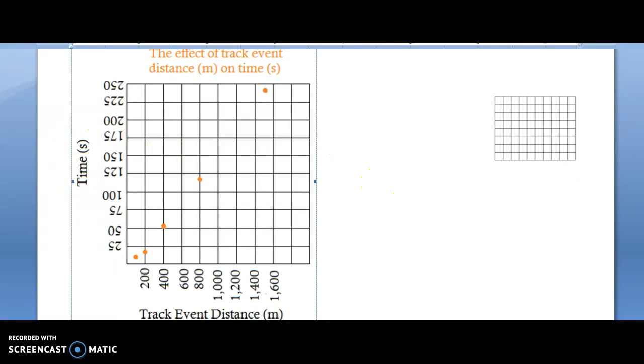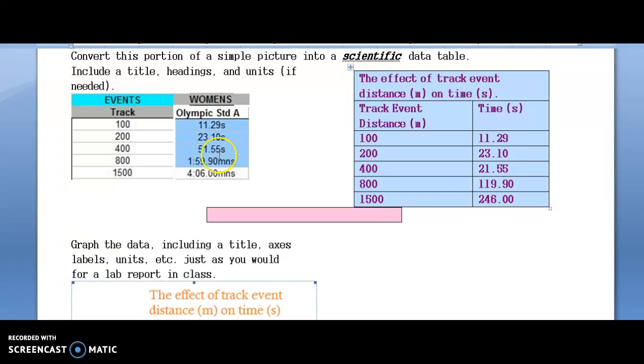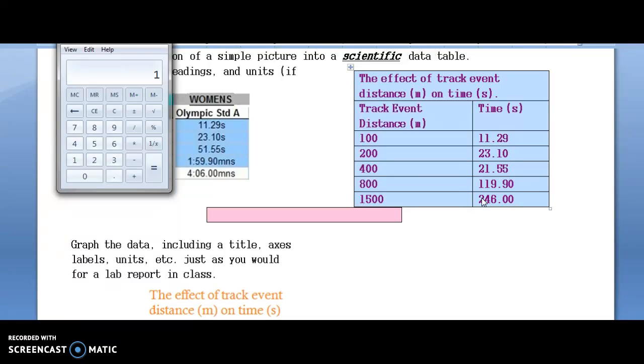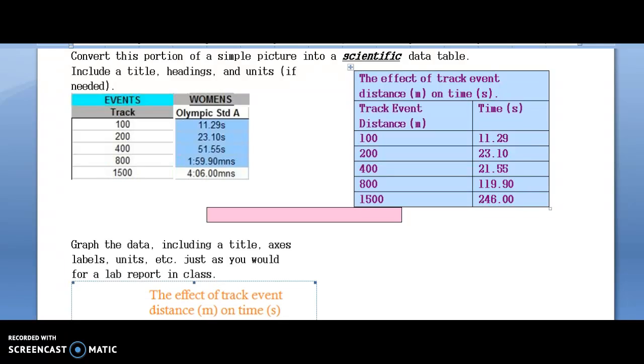If you look, one thing that is different between the image that you were given and the data that I presented here is I had to convert all of this to seconds. This means that it's 1 minute 59.9 seconds. This is 4 minutes and 6 seconds. So to figure out that calculation, what I did is I took 1 minute, 60 seconds plus 59, gave me 119. 4 minutes times 60 seconds plus an additional 6 gave me my 246. So if you're wondering about those numbers, that's where that came from.